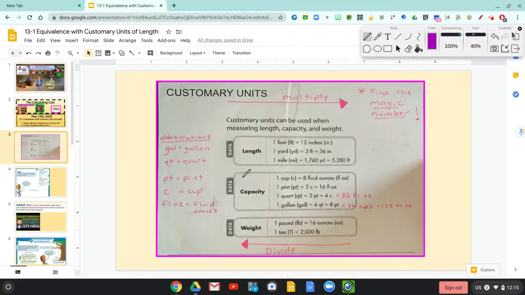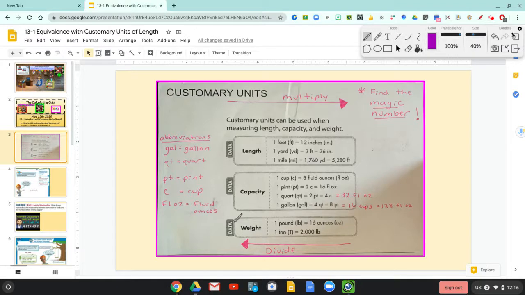When you're talking about capacity or how much fits in a container, we use this a lot, for example, for cooking. The recipe might be in cups, and 1 cup is 8 fluid ounces. So that would be the liquid measurement. A pint is equivalent to 2 cups, which is equal to 16 fluid ounces. A quart is equal to 2 pints, which is equal to 4 cups. And the largest capacity we talk about is a gallon, which is 4 quarts or 8 pints.